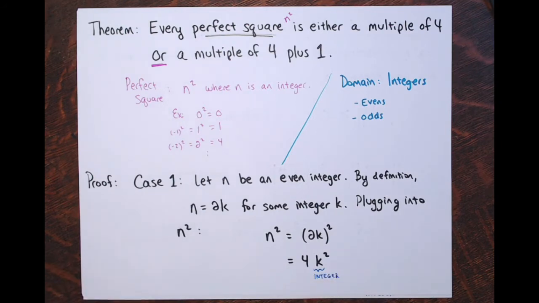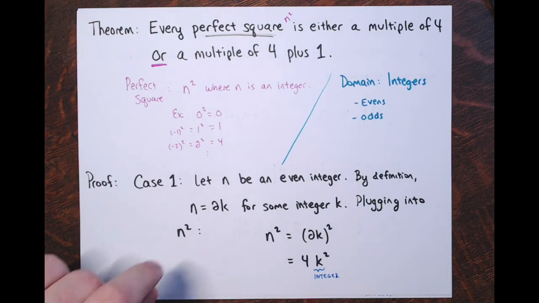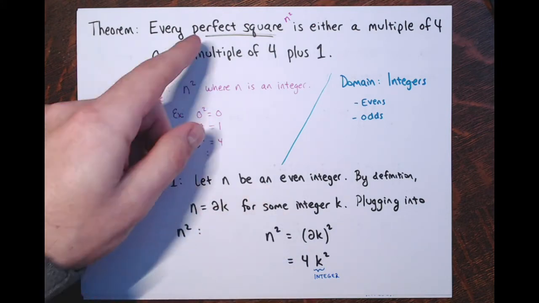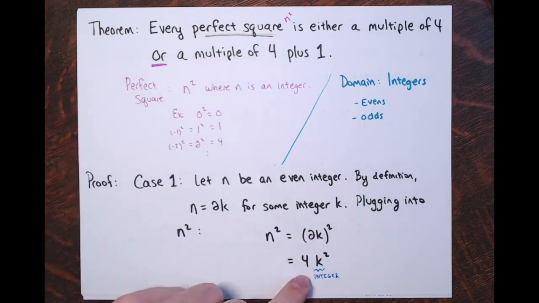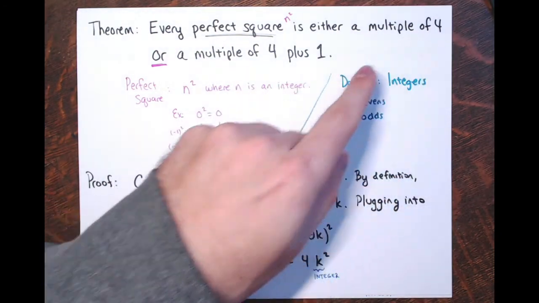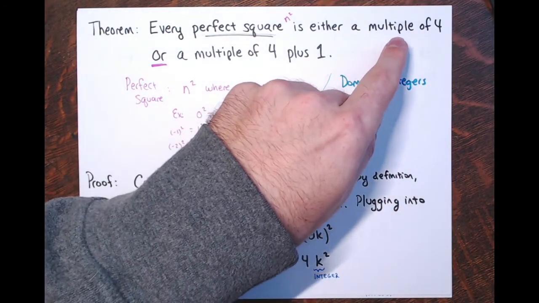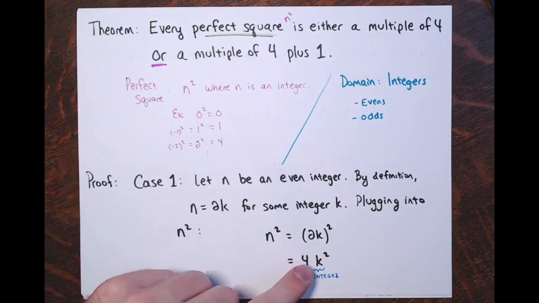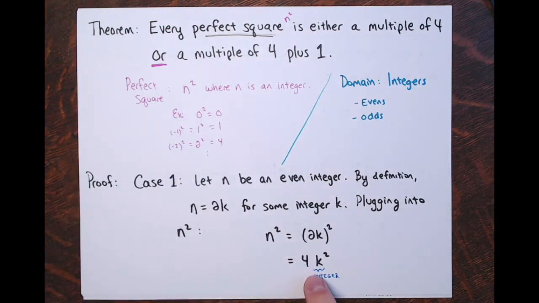And what I've just shown you is that if I look at an even integer, the perfect square of an even integer, it's a multiple of 4. It does satisfy this here. You know, it's a multiple of 4 or a multiple of 4 plus 1. It's going to be a multiple of 4. So it does satisfy this statement.